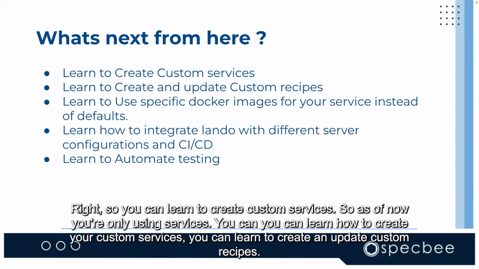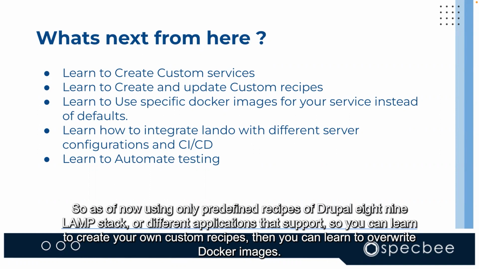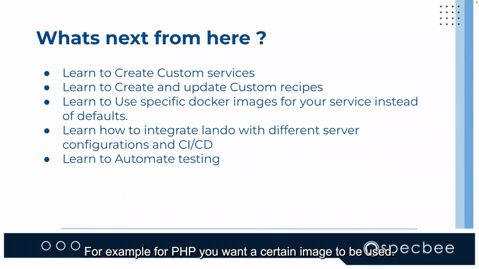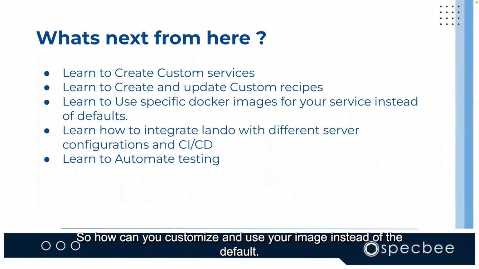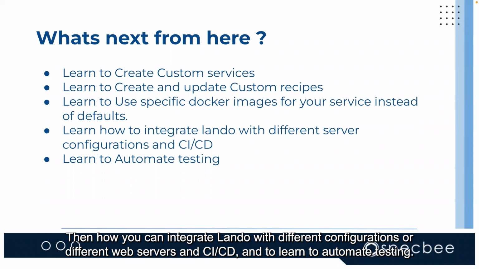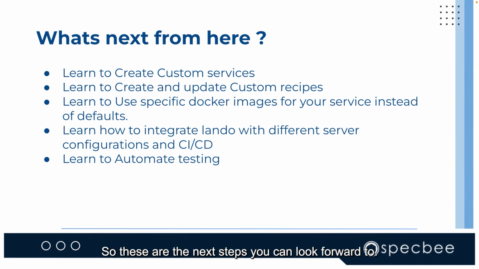You can learn to create and update custom recipes. So as of now, we are seeing only predefined recipes of Drupal 8, 9, LAMP stack, or different applications that it supports. So you can learn to create your own custom recipes. Then you can learn to override Docker images. For example, for PHP, you want a certain image to be used. So how can you customize and use your image instead of the default? And then how you can integrate Lando with different configurations or different web servers and CI/CD. And to learn to automate testing. So these are the next steps you can look forward to from here.